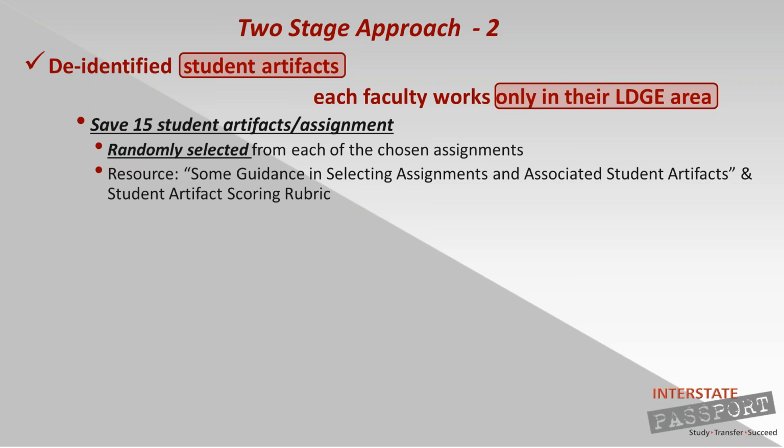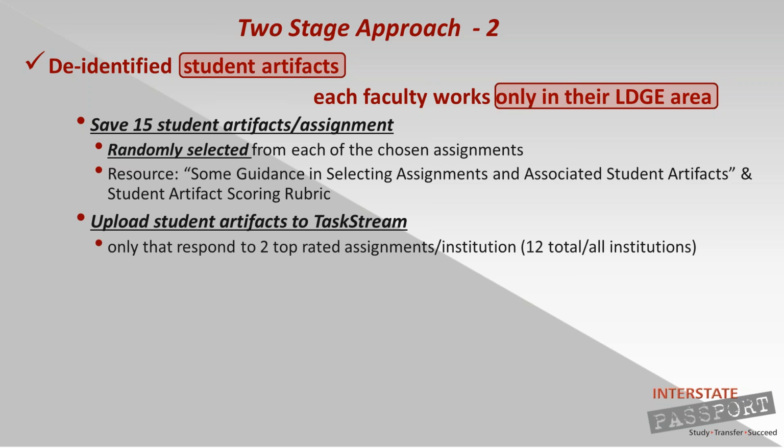And again, the same resource in some guidance in selecting assignments and associated student artifacts is available to the faculty for their use. Those student artifacts will be uploaded to Taskstream, but only those 15 student artifacts that come from the 2 top-rated assignments. So during the term, the faculty member will randomly select 15 artifacts for each of a maximum of 5 assignments and set those artifacts aside.